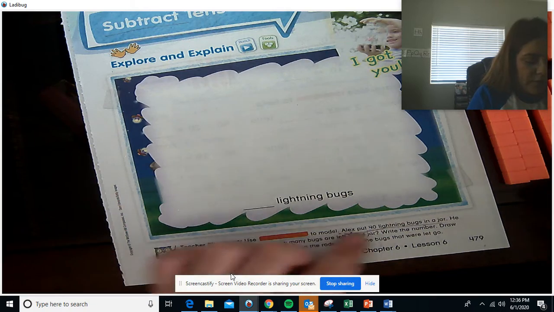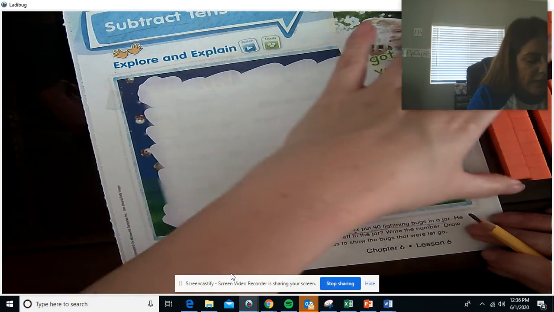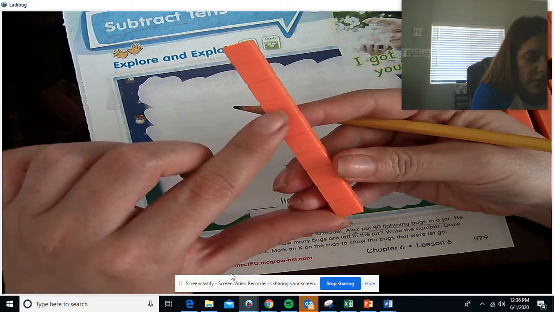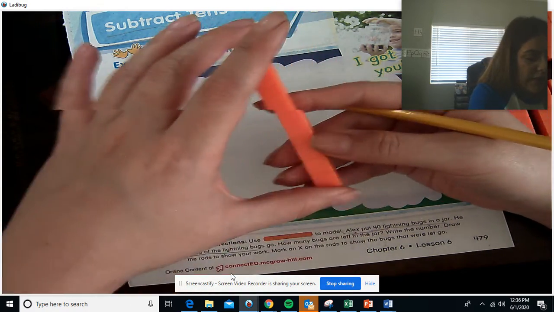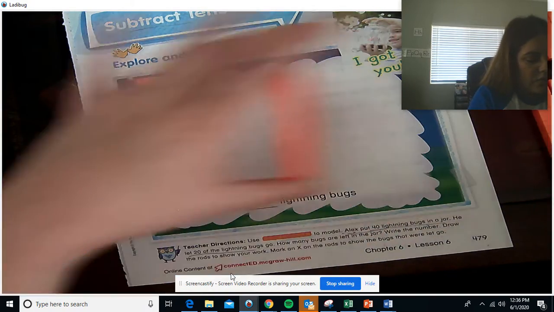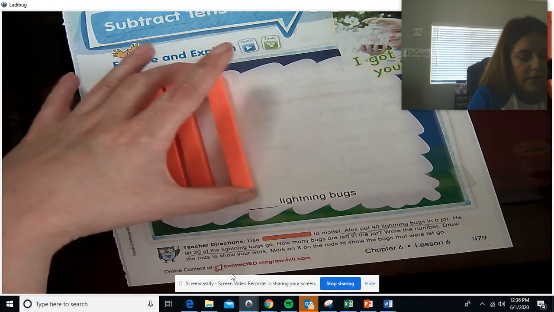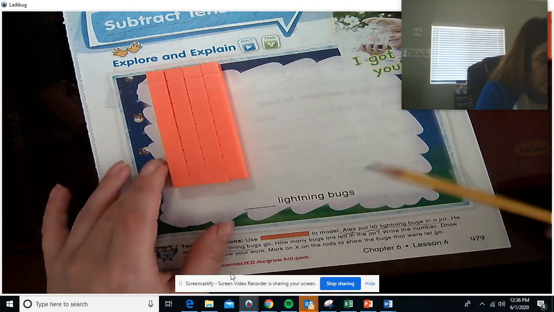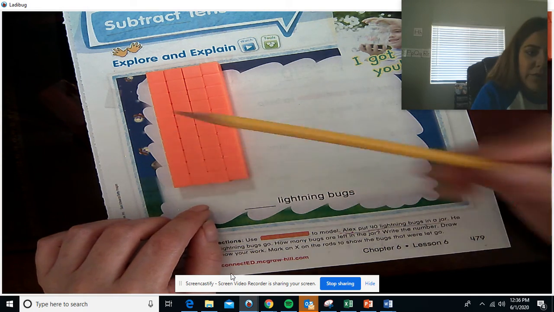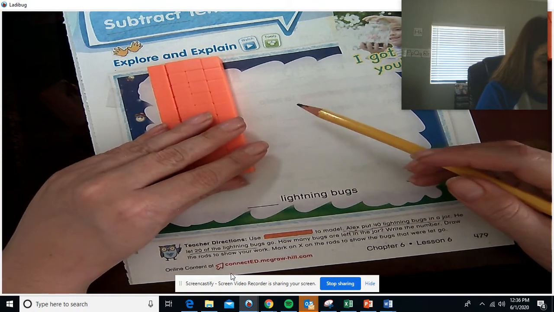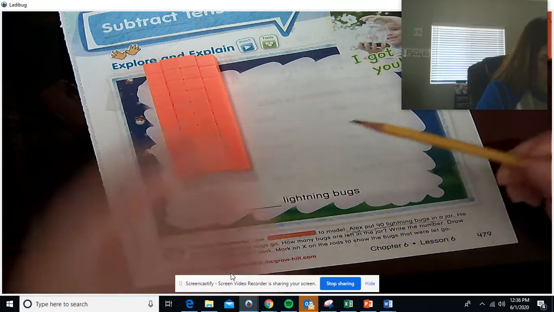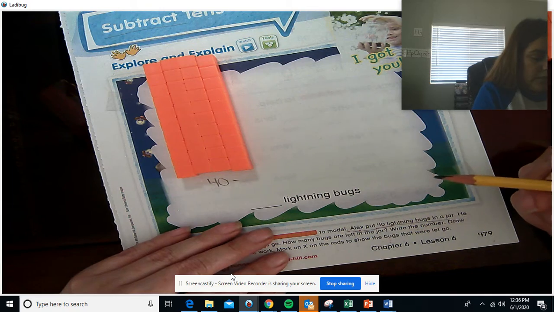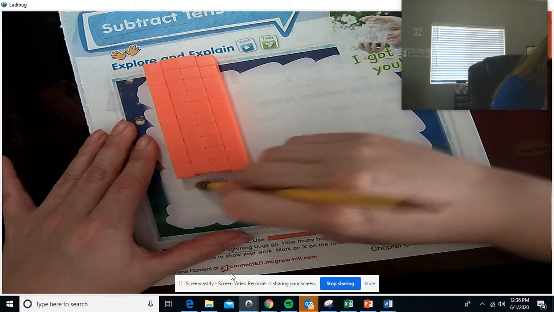So first, we're going to make 40. So we know that Alex had 40. Now, this is 10 because it has 10 little cubes. So we're going to count by tens. He had 10, 20, 30, 40 lightning bugs in his jar. So if I were to count every single little square, I would have a total of 40, right? So he had 40 lightning bugs.